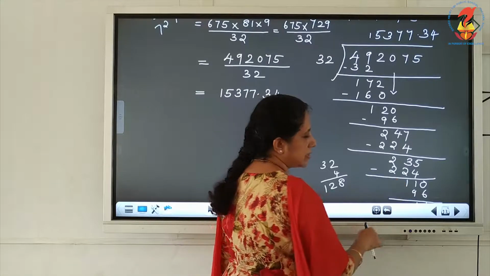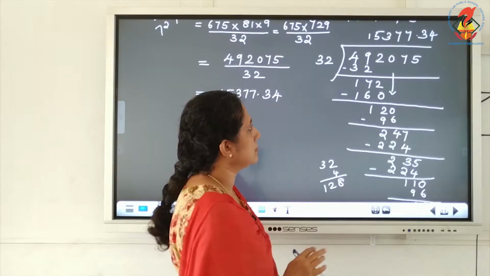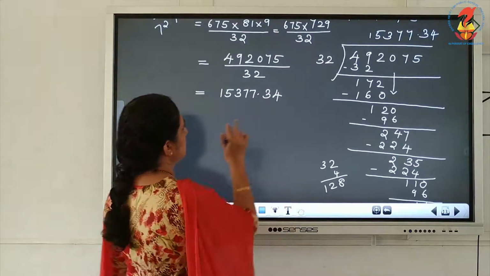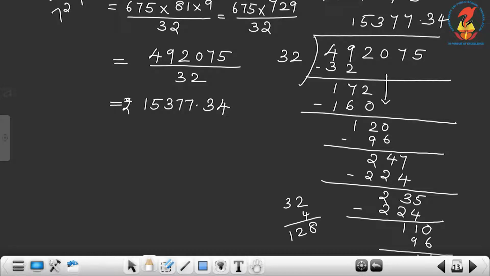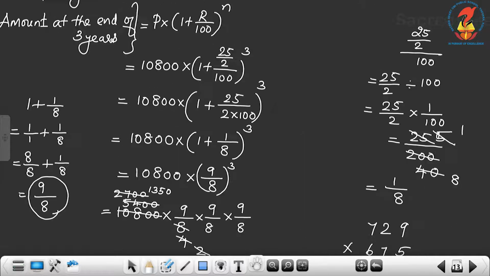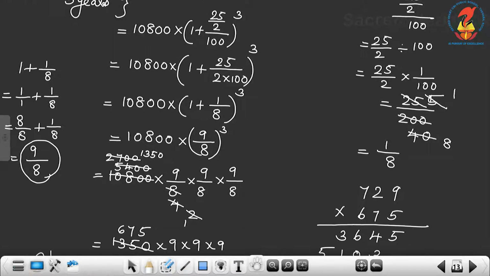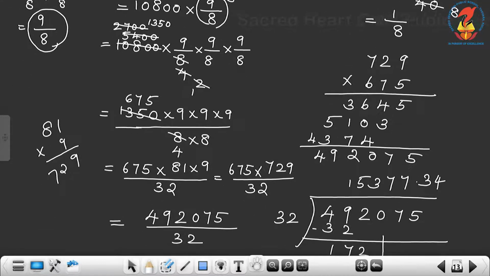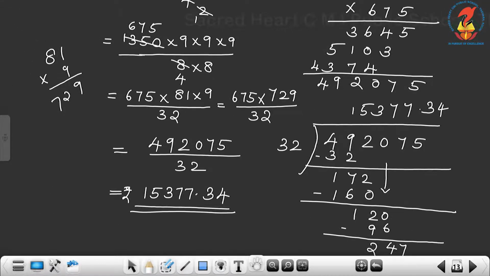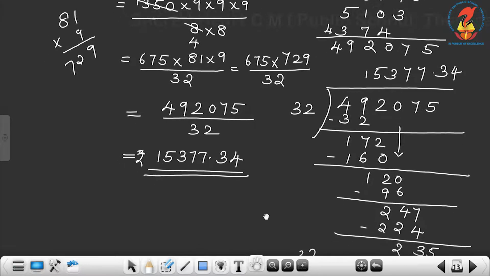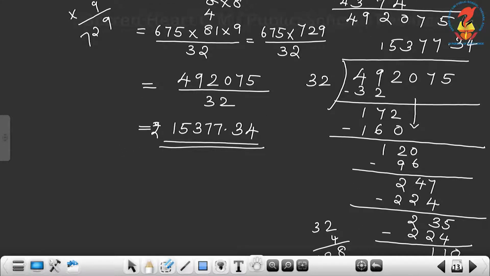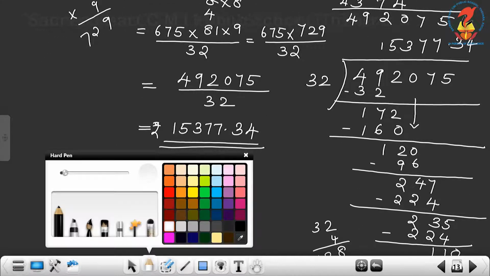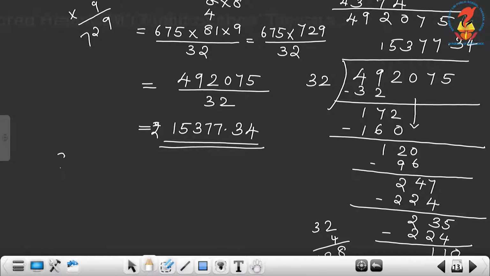Here the division is not complete, it will continue in that way. So we can stop there. We have to get to 2 decimal places. So we will get the amount at the end of 3 years. So we got the amount at the end of 3 years as rupees 15,377.34. Now we have to find out the compound interest.